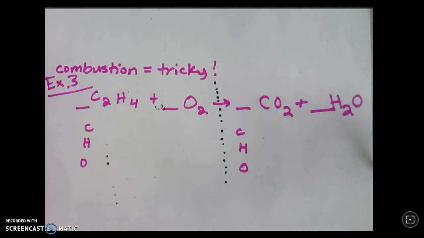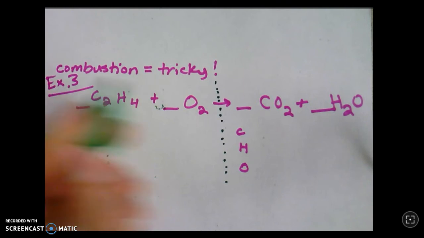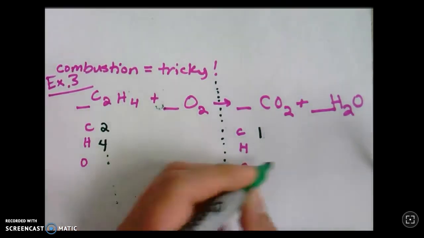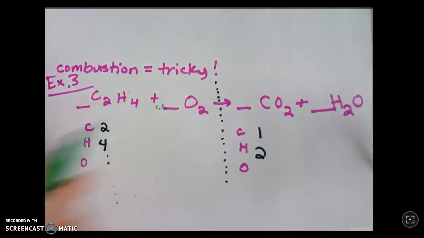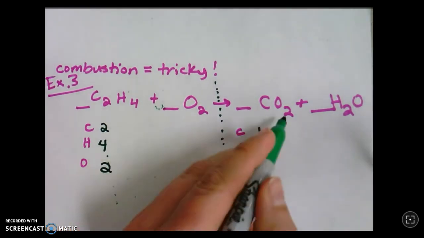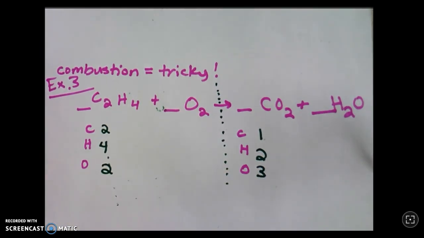Okay. So let's start out by tallying like we did before. We have 2 carbons here, and on the right we have 1. We have 4 hydrogens on this side, and we only have 2 on the right in our water molecule. Then we have 2 oxygens on the left, and on the right we have 1, 2, 3. So they're broken up into 2 separate things. Okay, now, nothing is balanced. But like I said, we can start with our carbons and use that to help us balance.